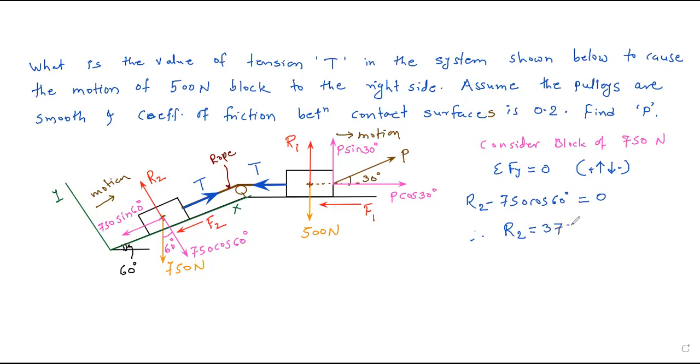375. Okay, so this is 375 Newton. So now I know the value of this R2. So from that I can calculate the frictional force F2 for the second block. Therefore now F2 is equal to, what is the formula? F is equal to mu into R. So F2 is equal to mu into R2 because mu is same for both the surfaces. Mu is given as 0.2. So there is no question of mu1 and mu2.